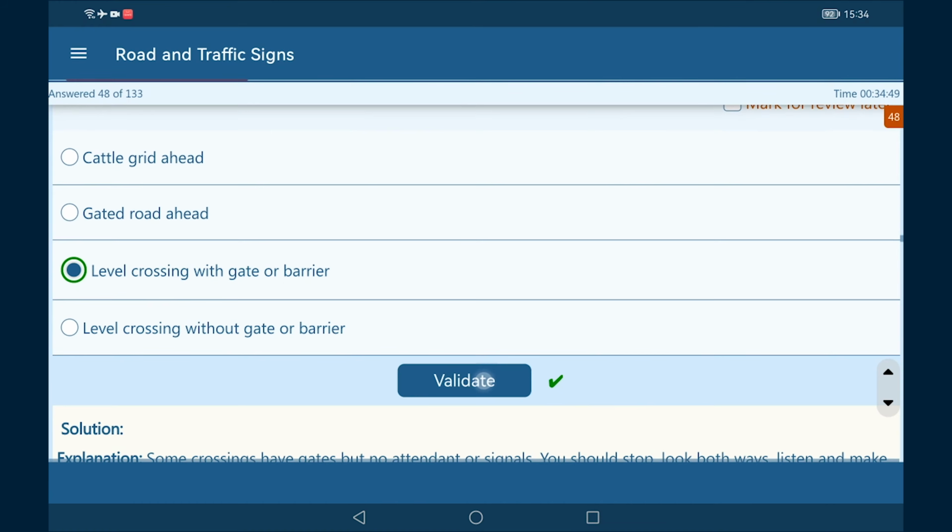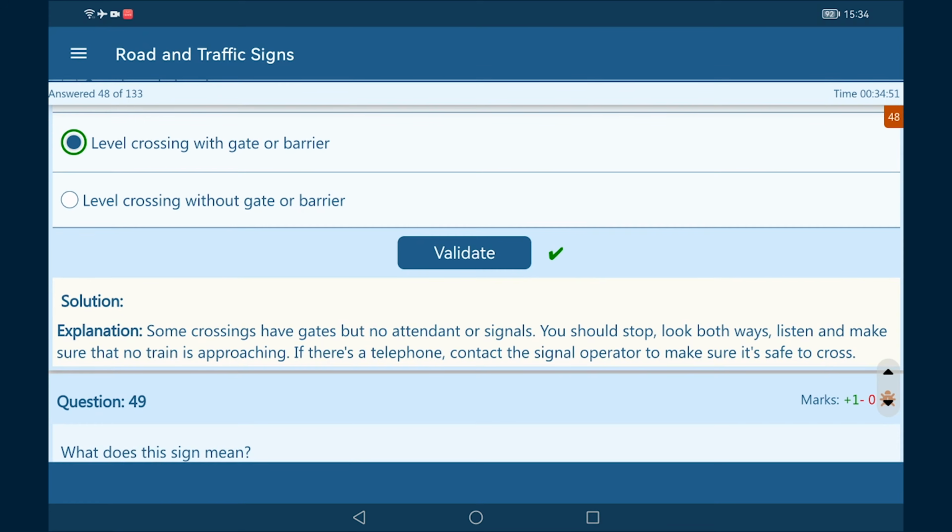Explanation. Some crossings have gates, but no attendant or signals. You should stop, look both ways, listen, and make sure that no train is approaching. If there's a telephone, contact the signal operator to make sure it's safe to cross.